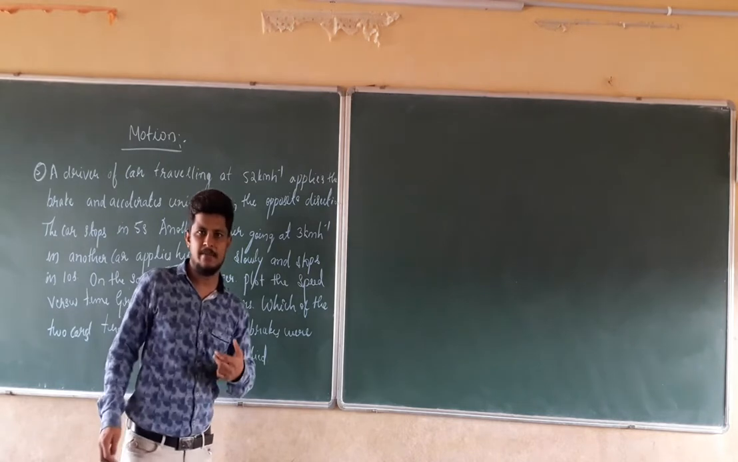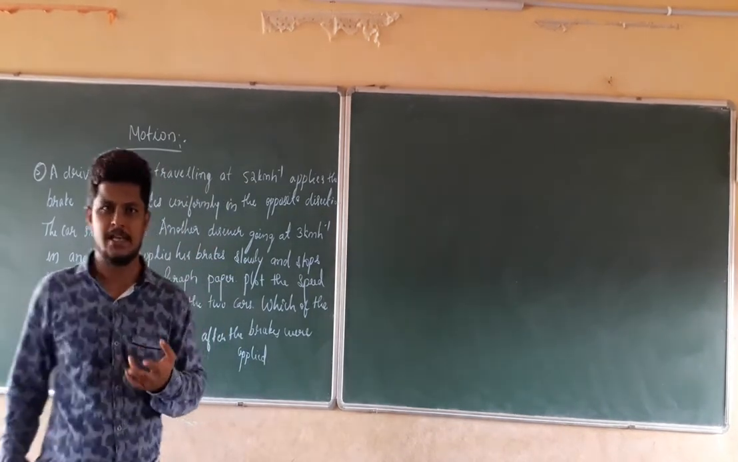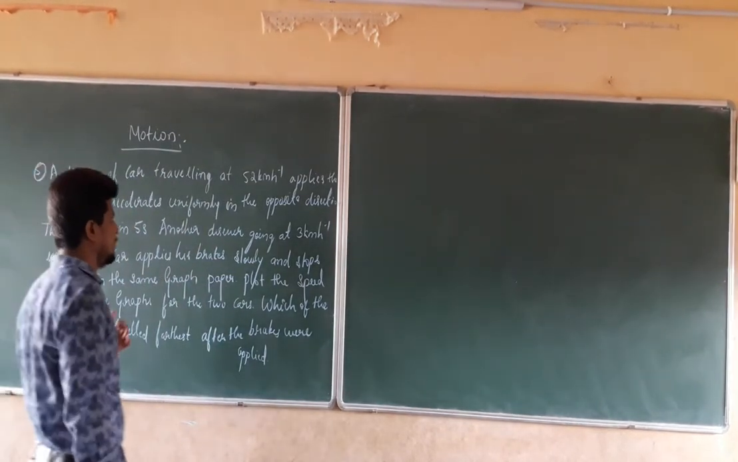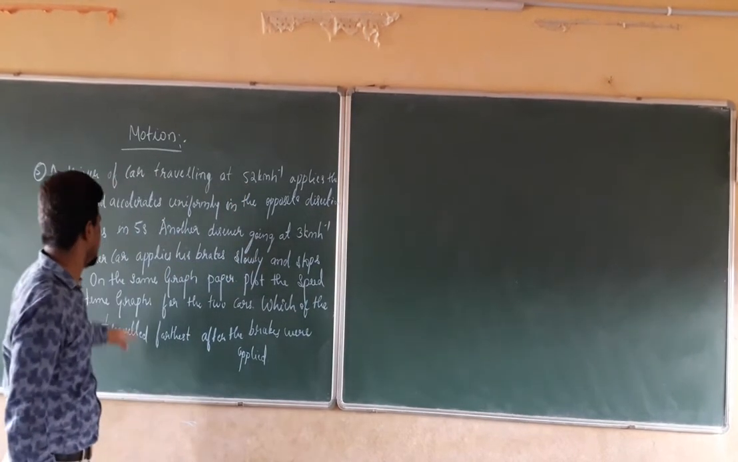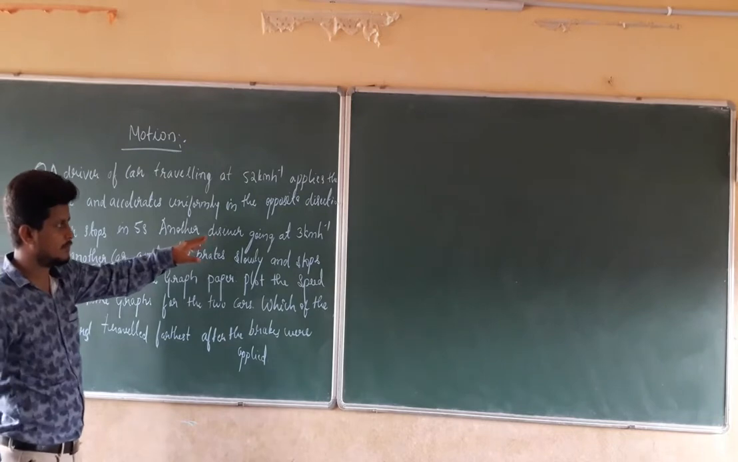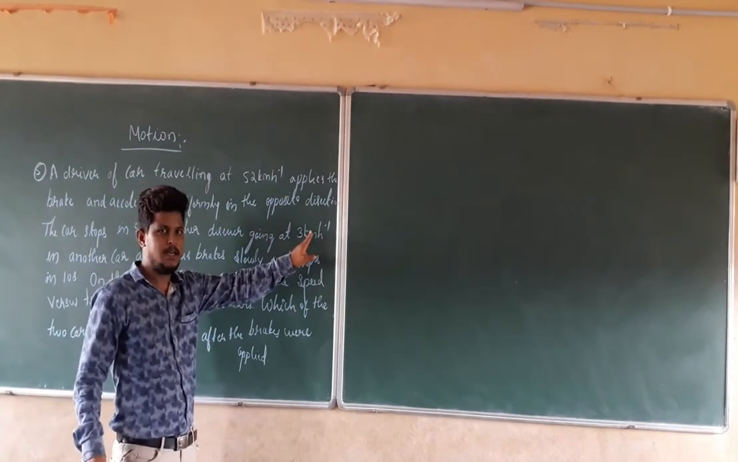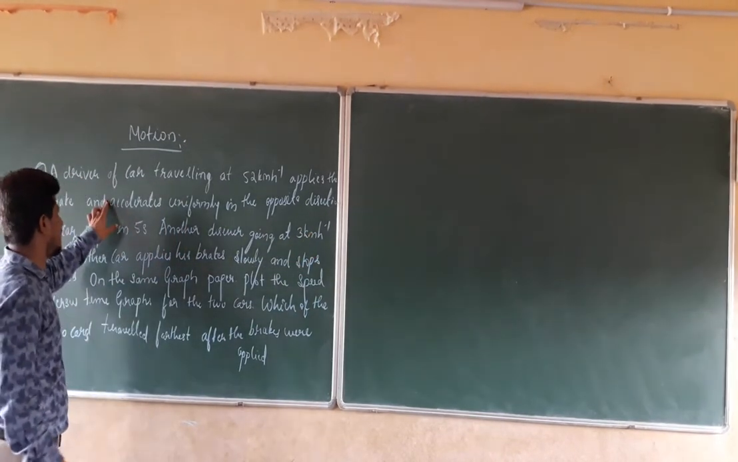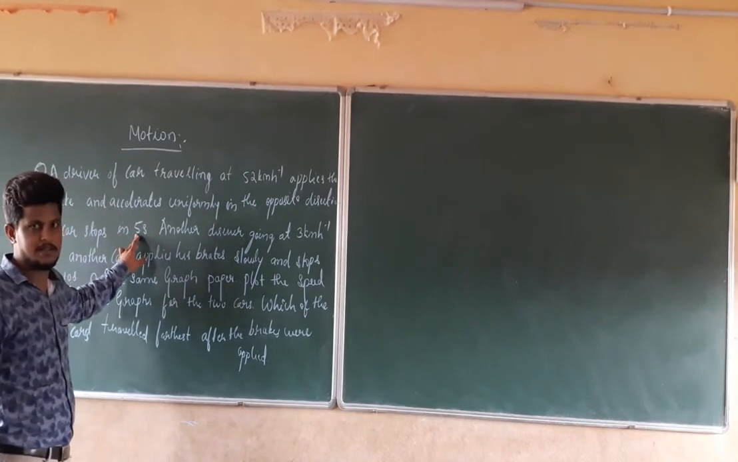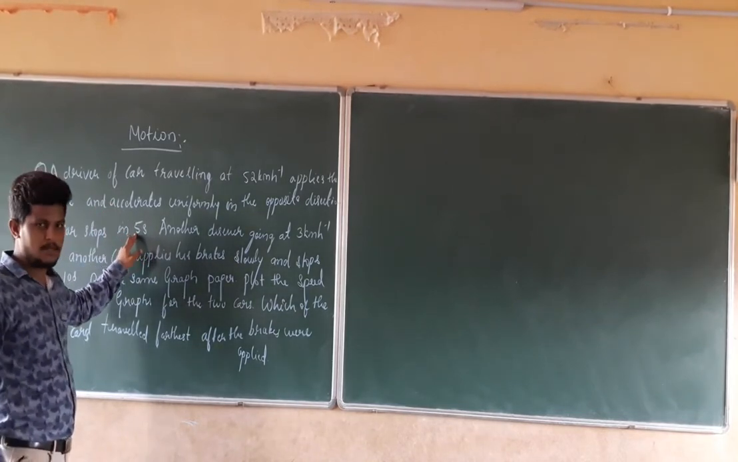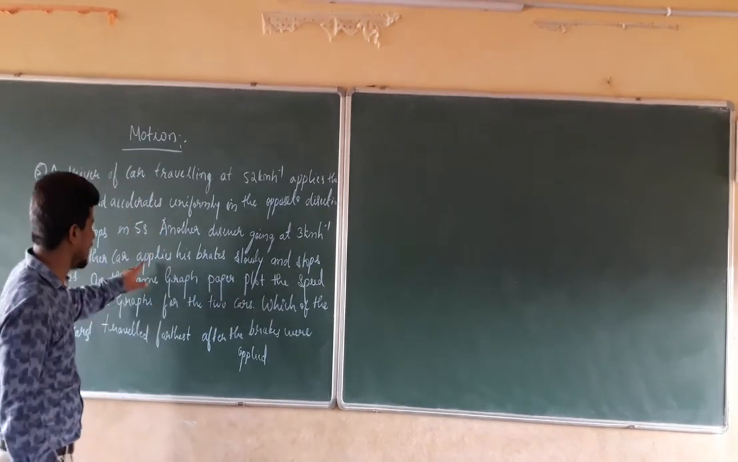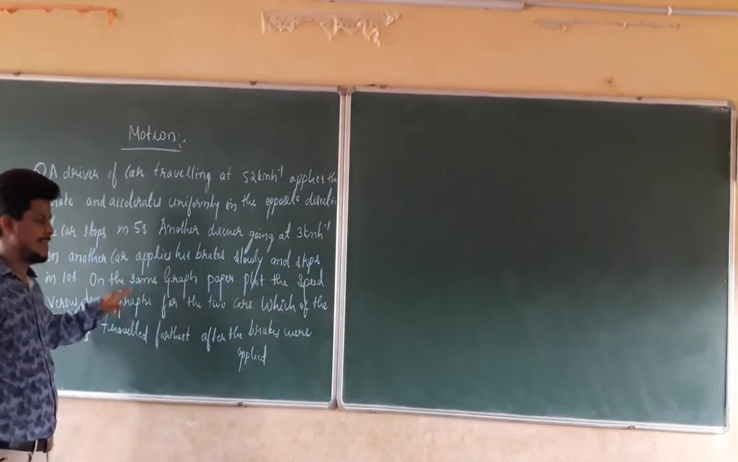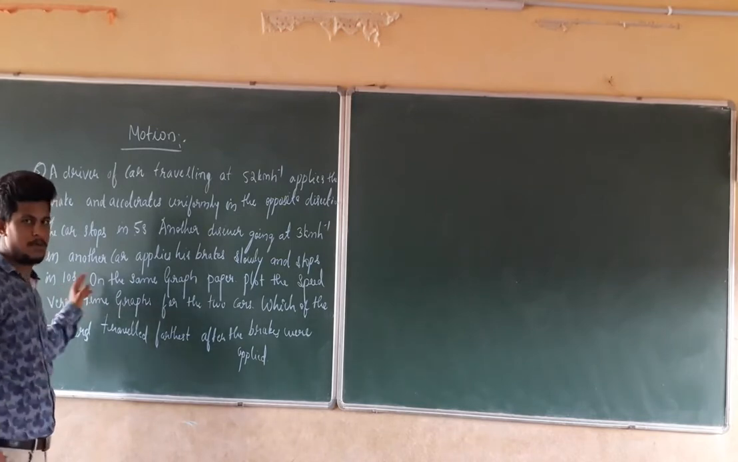In the problem statement, two cars are given, traveling with some speed. The first car is traveling with a speed of 52 km per hour. The second car is traveling with 3 km per hour. After the application of the brake, the first car is going to stop after 5 seconds. In the same manner, after the application of the brake, the second car is going to stop after 10 seconds.